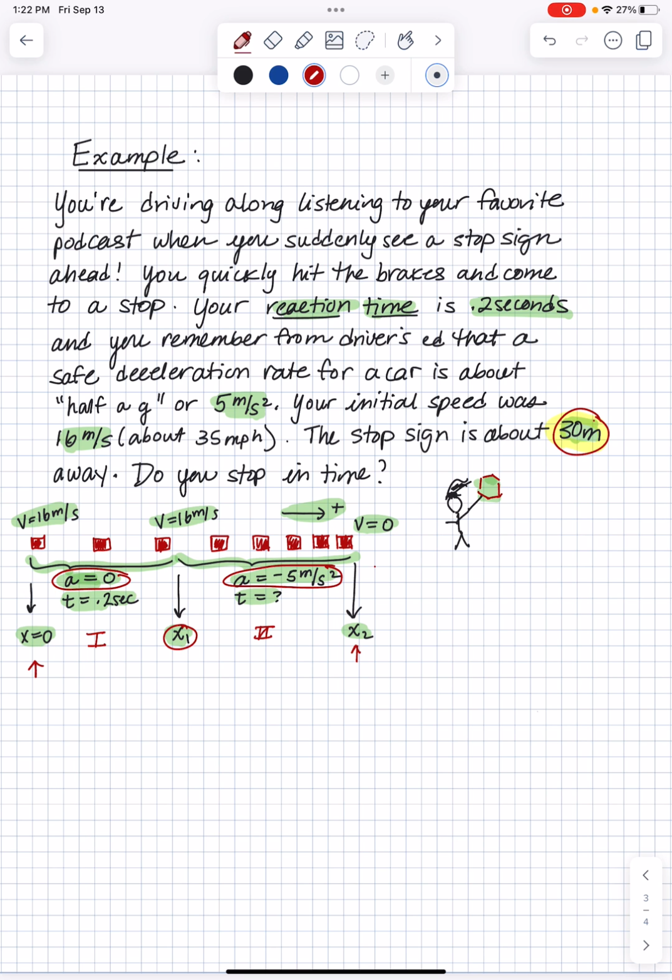So to figure out x1, let's see what I have. I know my v initial is 16 meters per second. I know my v final is 16 meters per second. I know my acceleration is 0. I know my time is 0.2 seconds. I know my x initial is 0, and I want my x final, which I'm calling x1. Well, with all of that, having 0 acceleration simplifies the equations considerably.